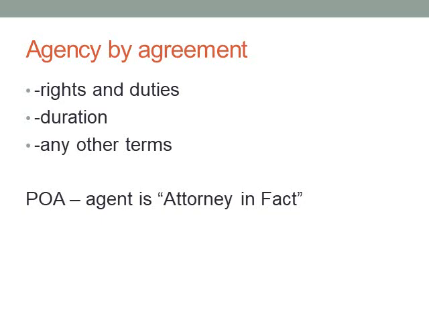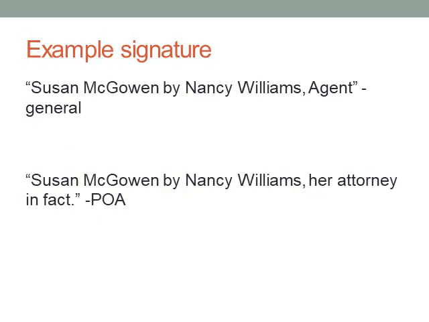The power of attorney. Under the power of attorney, the agent is called an attorney in fact. And I think I have an example, yep. And when an agent signs for their principal, let's say Nancy Williams is the agent and signs documents on behalf of Susan McGowan, her principal. If you're a general agent, it would be Susan McGowan, by Nancy Williams, agent. So we know that Nancy Williams is the agent for Susan McGowan. When it's a power of attorney, you're going to see Susan McGowan by Nancy Williams, her attorney in fact. That's when we have a power of attorney.